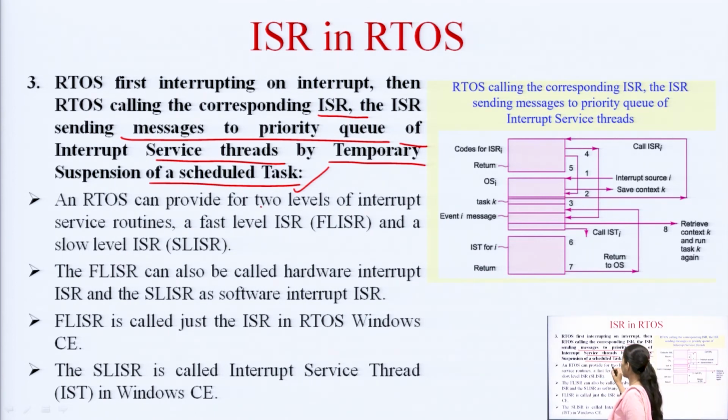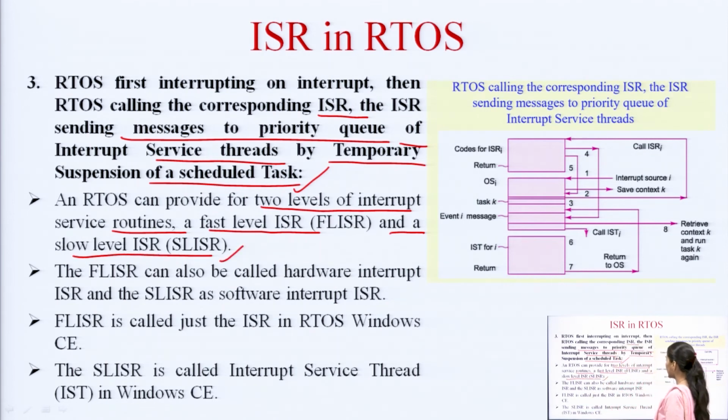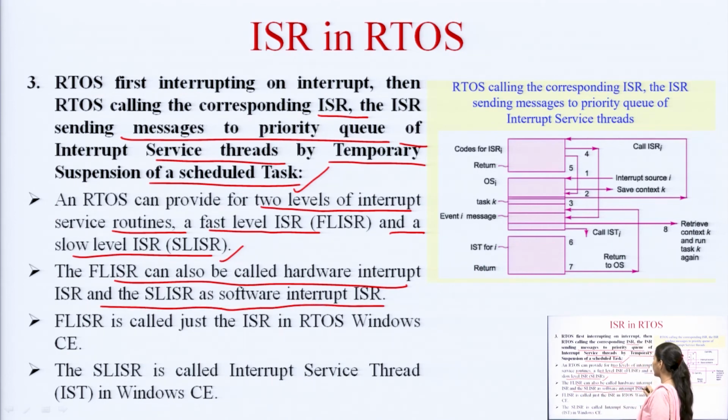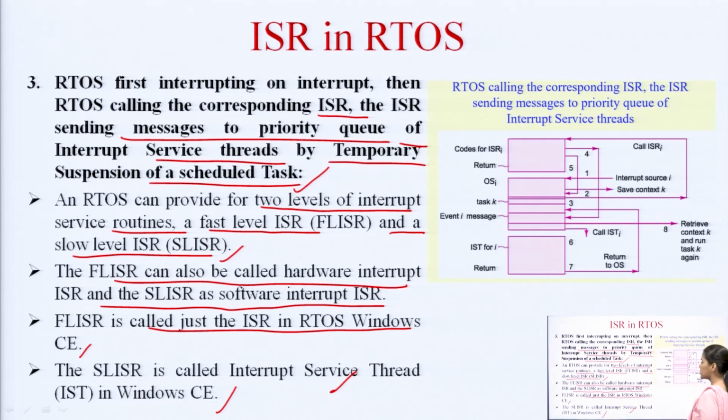An RTOS can provide for two levels of interrupt service routines, a fast level ISR and a slow level ISR, which are FLISR and SLISR respectively. Fast level ISR can also be called the hardware interrupt ISR, and slow level ISR is known as the software interrupt ISR. Fast level ISR is called just the ISR in the RTOS Windows CE. SLISR is called the interrupt service thread in the case of Windows CE. This is a type of operating system. Here it is shown how these processes take place.